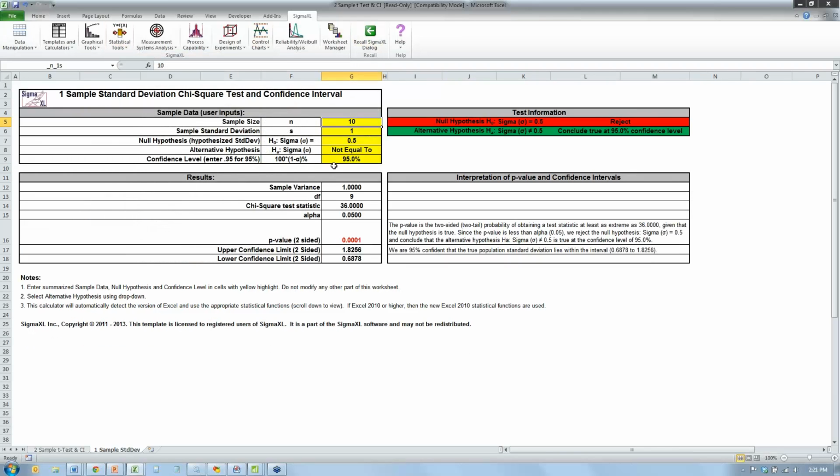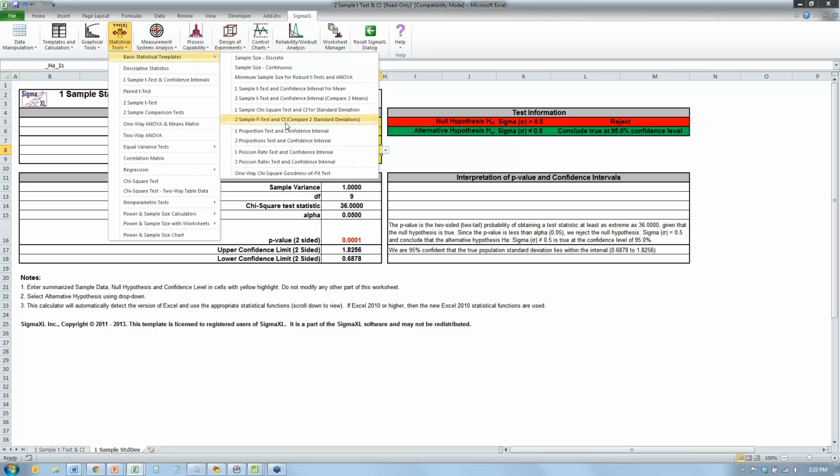So the Onesample chi-square test, in the previous version, we only included the confidence interval. We did not have the hypothesis test. So now we have the confidence interval on the standard deviation as well as the hypothesis test. You can specify not equal to, less than, or greater than. You can specify a hypothesized value, and you get your p-value. So we've added, in all of the templates, both the hypothesis test and the confidence interval. Okay, so that's the Onesample standard deviation.